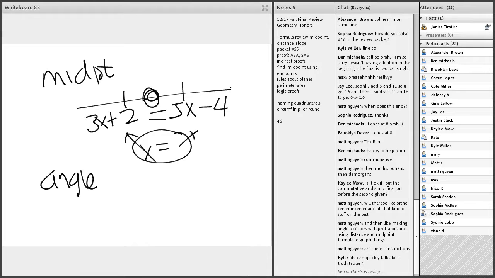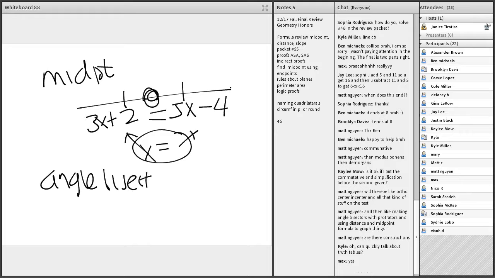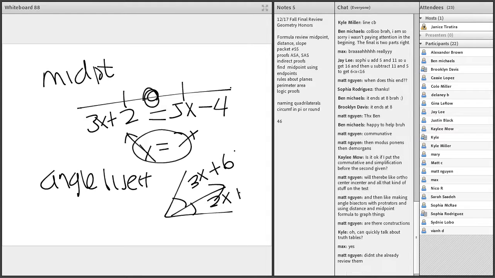Need to know angle bisector. So if you have an angle bisector, it creates two equal amounts. So 3x plus 6 equals 2x plus 8.